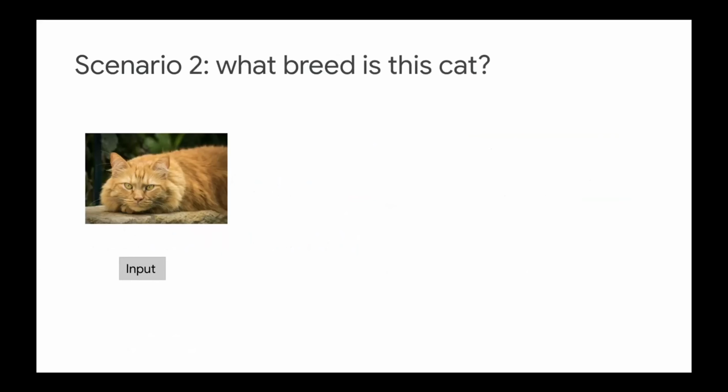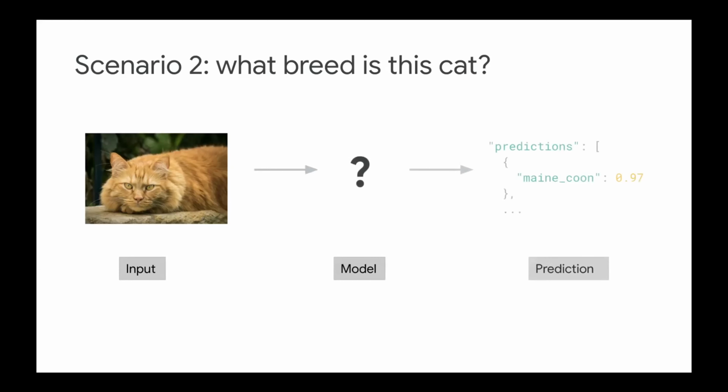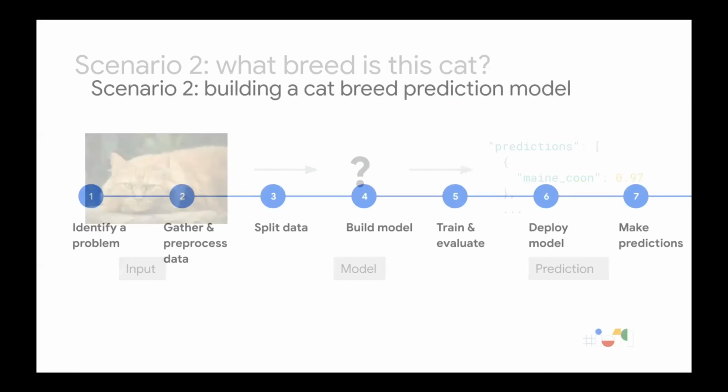Now what if you're trying to ask the question, what breed of cat is this? That might not be a super common use case in the APIs, and so you'd have to write your own model to do that. So let's walk through all the steps required for that.